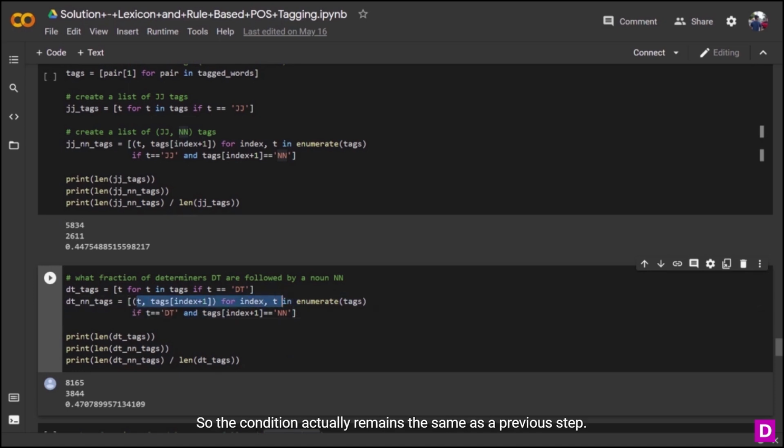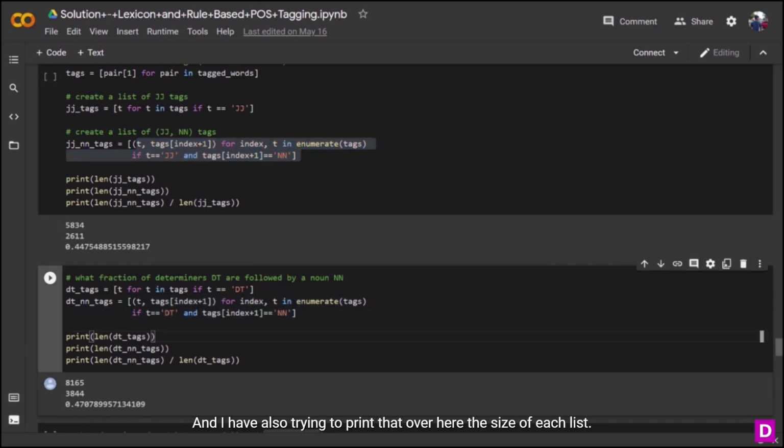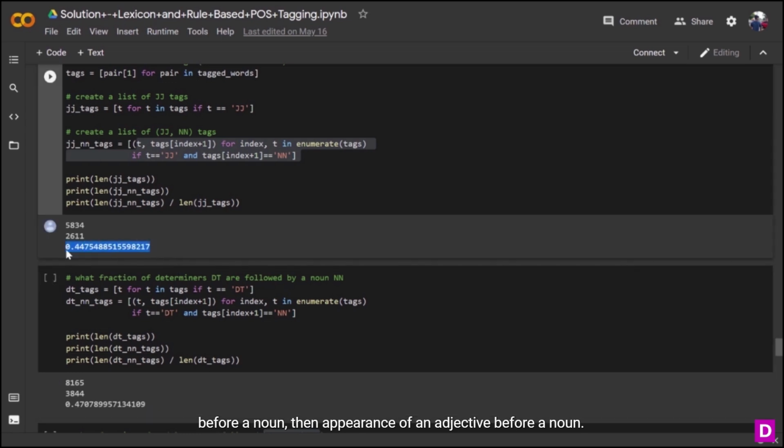So the condition remains the same as in the previous step. We could see that the condition remains the same in both cases, but the only thing I am going to check here is whether there is a determinant tag before a noun in the given text corpus. I have taken that, and I am also printing the size of each list. And when I look at the fraction, you could clearly see that there is a high chance of a determinant appearing before a noun than an adjective appearing before a noun. So clearly you could see that, right?